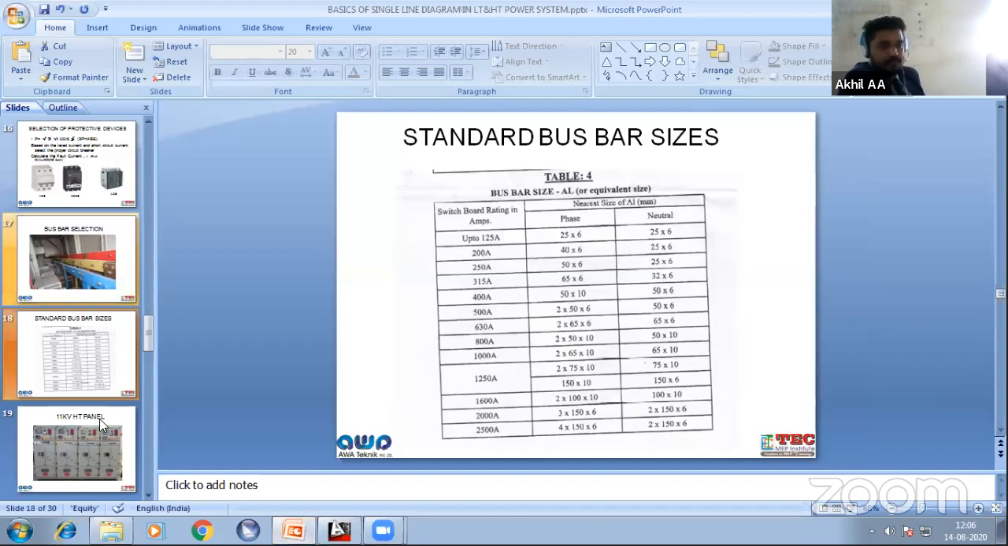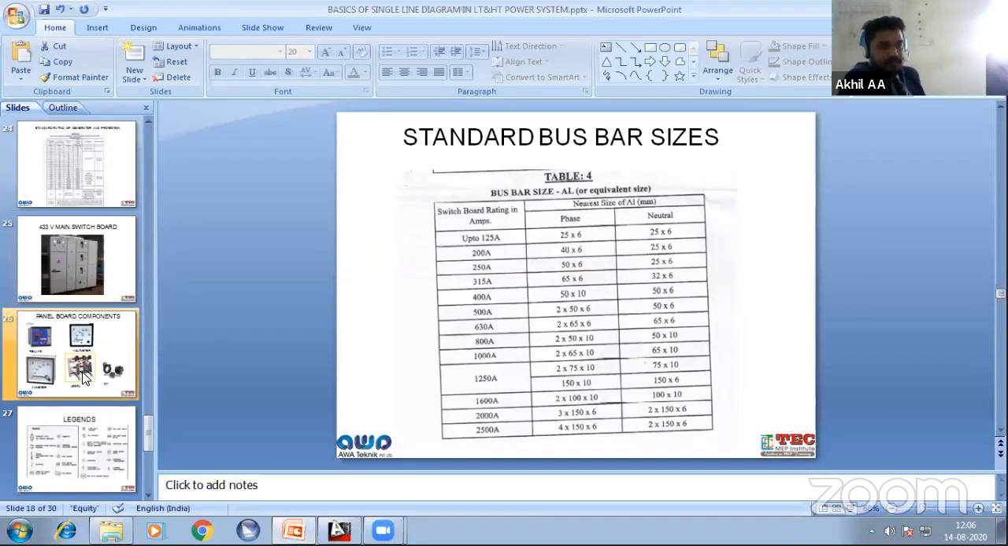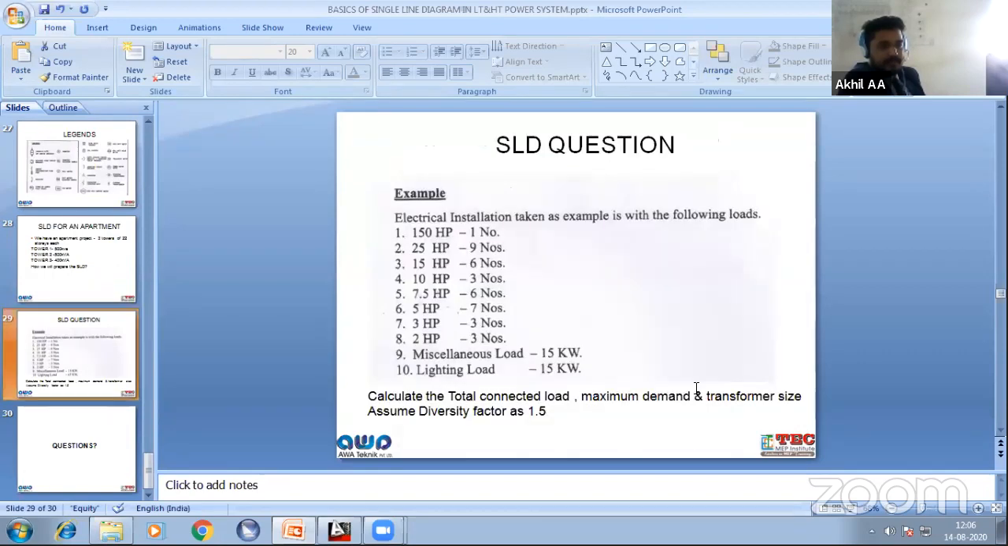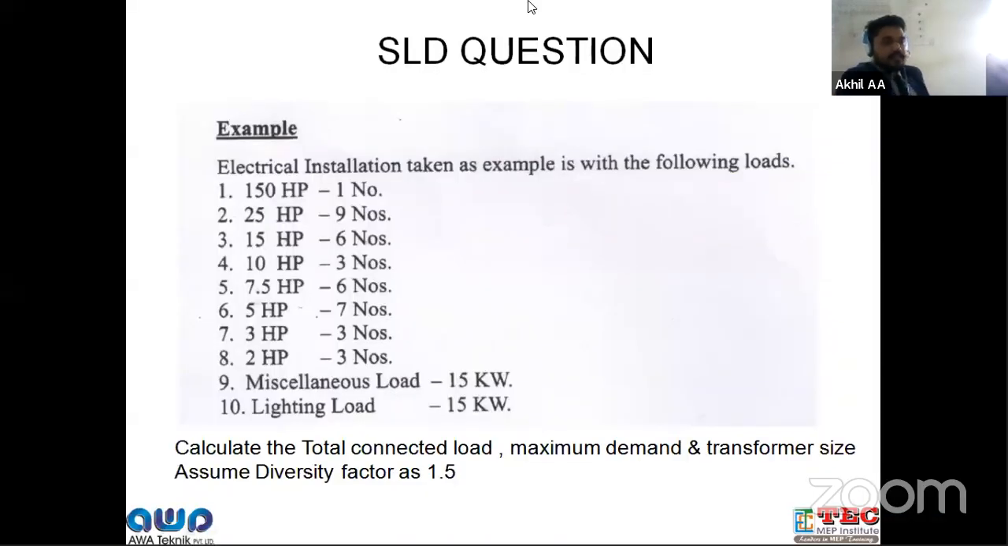So I want you to do a calculation. I have an example. This is a question for you all to calculate the total connected load, maximum demand, and the transformer size. We have different motors, miscellaneous load, and lighting loads. You have 150 HP motor, 1 number, 250 HP motors, 9 numbers, 15 HP motors, 6 numbers. This is a random load. I'm just giving an example. When you do a project, you will have a specific requirement. Here we are giving random loads.